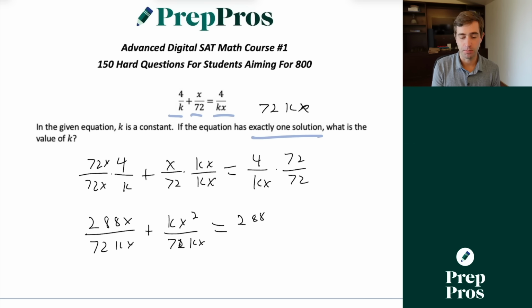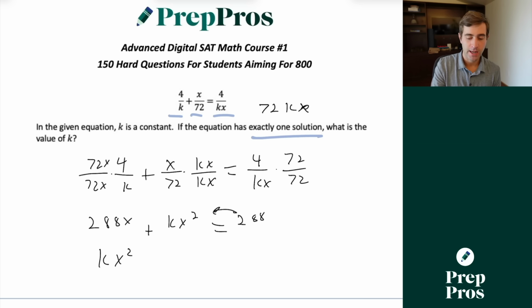So we can now just completely remove them from this question. And now this looks a lot more like a quadratic question. To identify the a, b, and c terms, it always needs to be set equal to 0. So we simply need to subtract this over. That will give us kx squared plus 288x minus 288 is equal to 0.